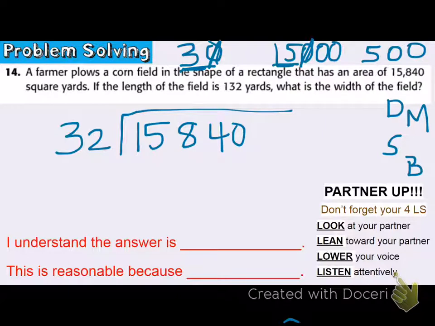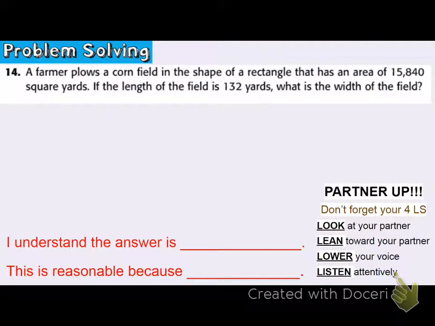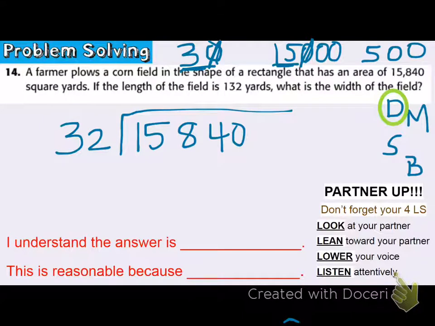I'm going to go ahead and start with divide. How many times will 132 divide into 158? Well, just like my estimation is 500, I'm going to go ahead and guess that 5 is what I would divide by. And then I'm going to go ahead and multiply. I'm going to multiply 132 times 5. Let's see if we get close.